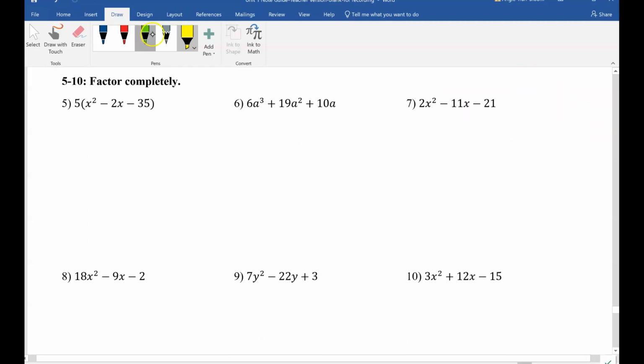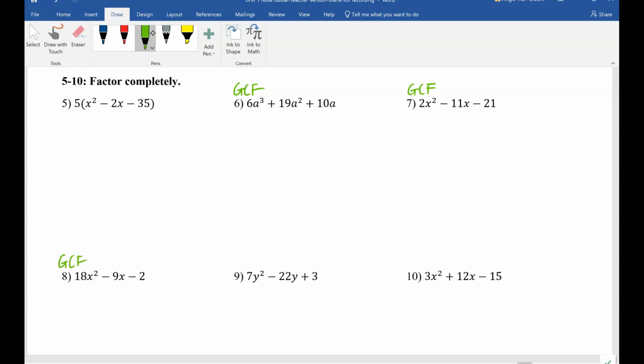Since earlier I keep forgetting to find the GCF, what I'm going to do on each of these is write GCF on the top, because I want us to always check for GCF and get into a good habit of that. Okay. 5 times the quantity of x squared minus 2x minus 35. So number 5, they were kind enough to already take out the GCF for us. So later we are just going to stick it to the front of our answer. So this is what our answer will be.